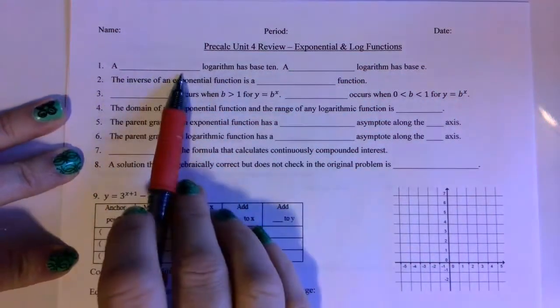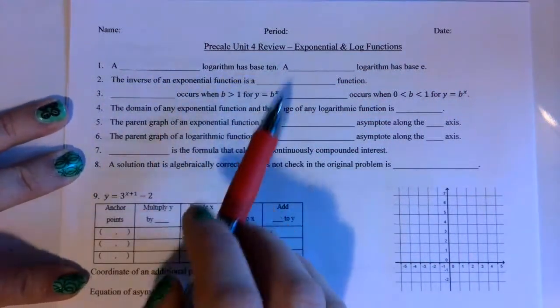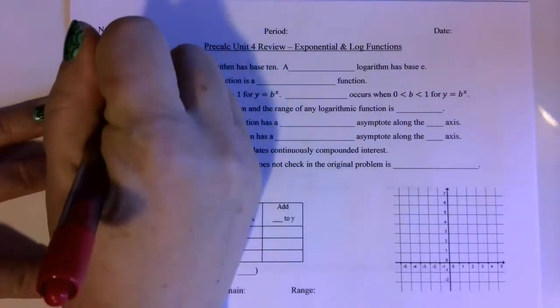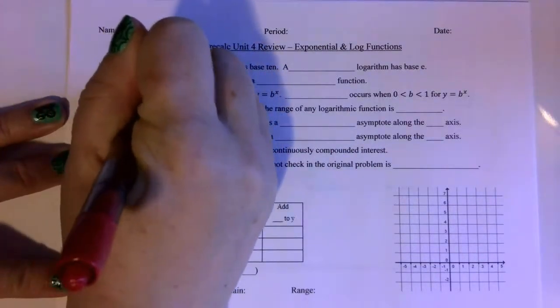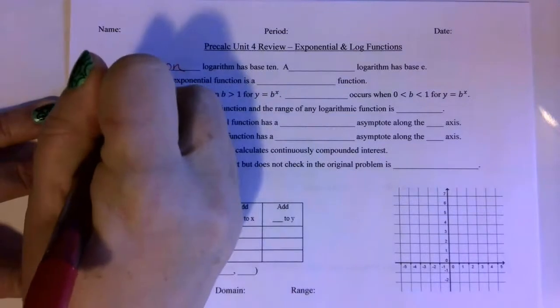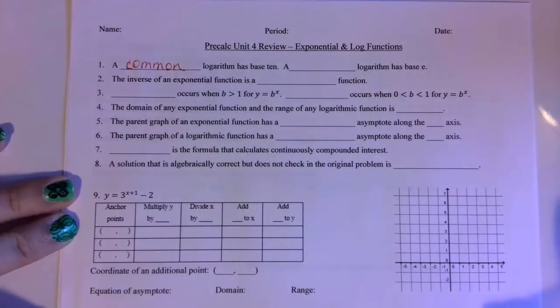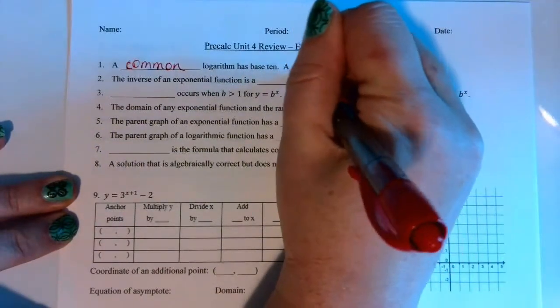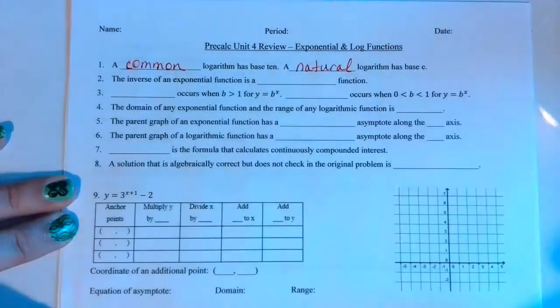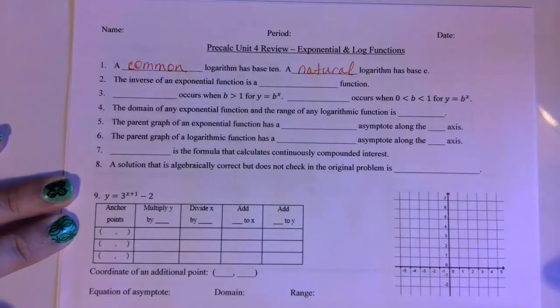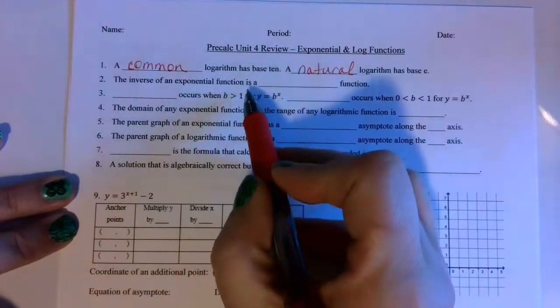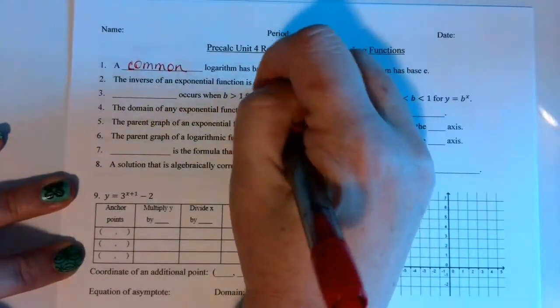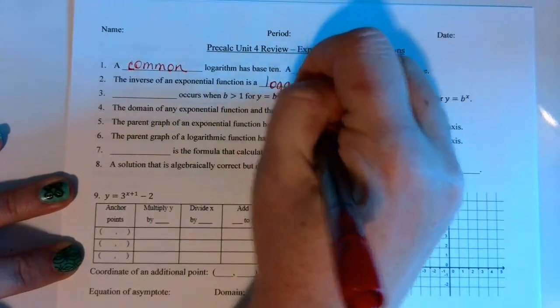Okay, so a common logarithm has a base of 10. We call a base 10 log a common log. And a logarithm that has base of e is called a natural log. Okay, the inverse of an exponential function is a logarithmic function.